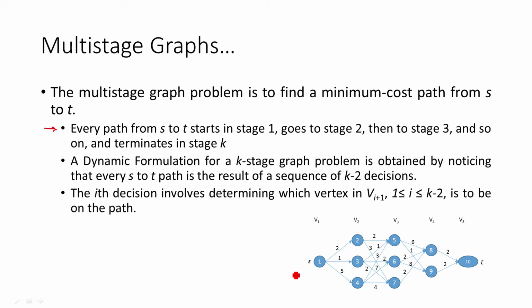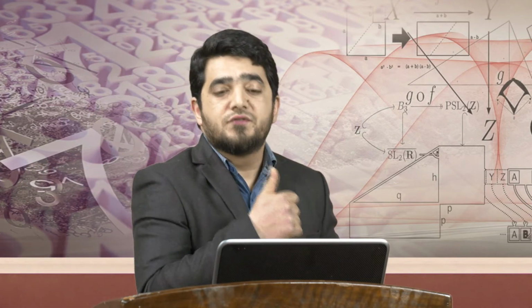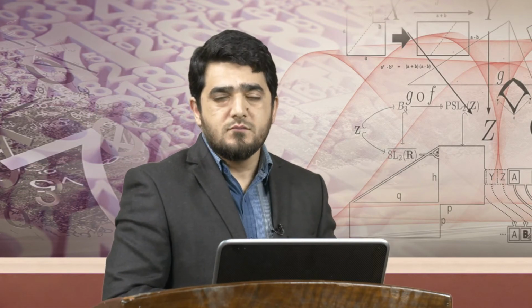There is no decision to make because there is only one node in the stage. Similarly, if we go back one stage, in stage number 4, let's suppose we have chosen node number 8 here to be on the path.